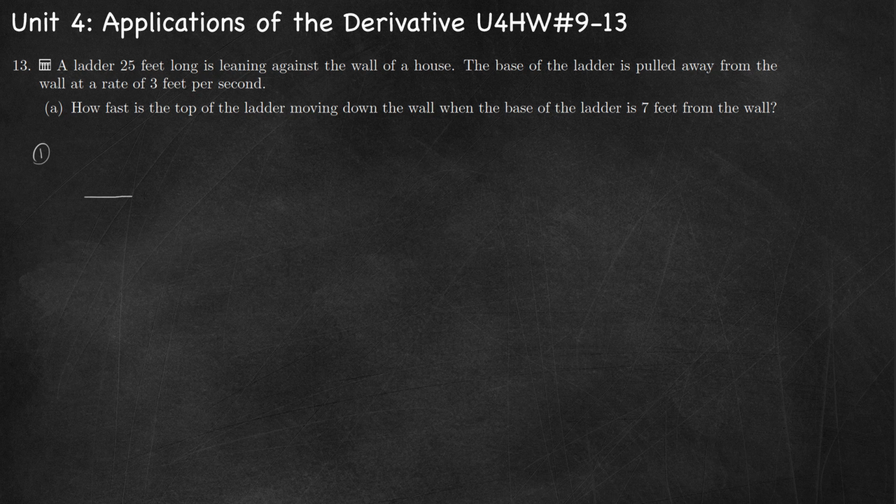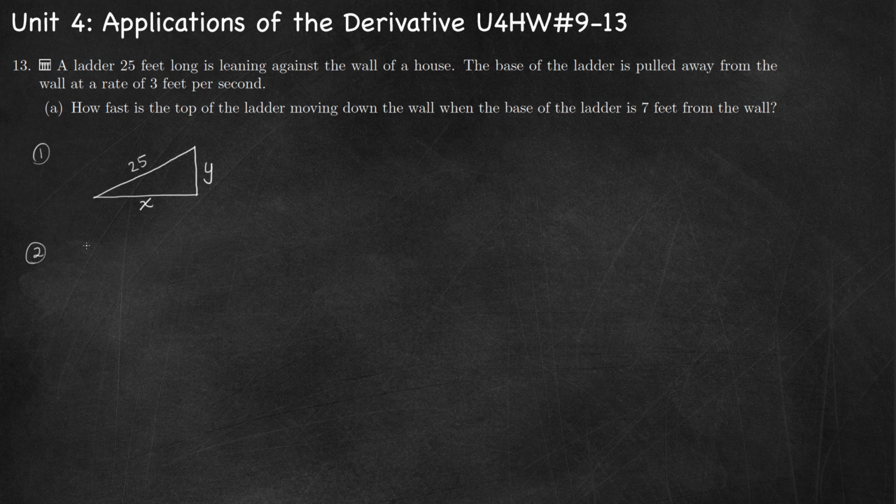We have our ground, our wall, and our ladder leaning up against the wall. The length of the ladder is 25 feet, so that's a constant. The length of the ladder is not going to change. What is going to change is the distance between the base of the ladder and the wall as we slide the ladder out away from the wall. And also this distance here, the height between the ground and the top of the ladder, is going to change as the ladder slides down the wall. So we don't need that.